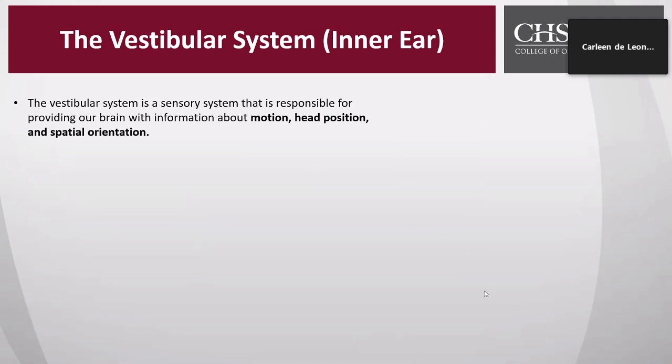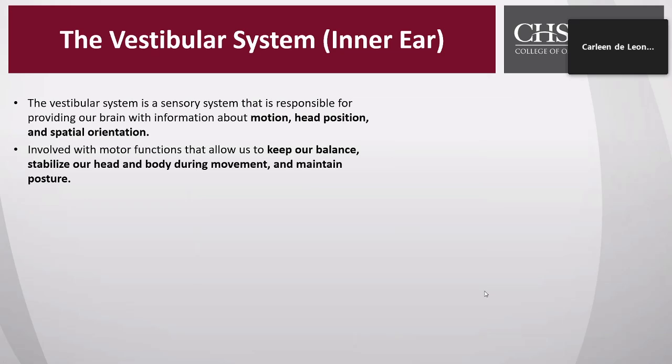The vestibular system is a sensory system responsible for providing our brain with information about motion, head position, and spatial orientation. It's involved with the motor functions that allow us to keep our balance, stabilize our head and body during movement, and maintain posture.